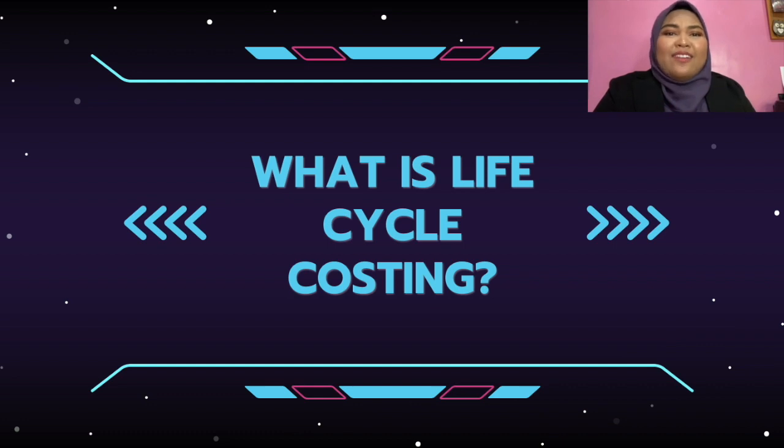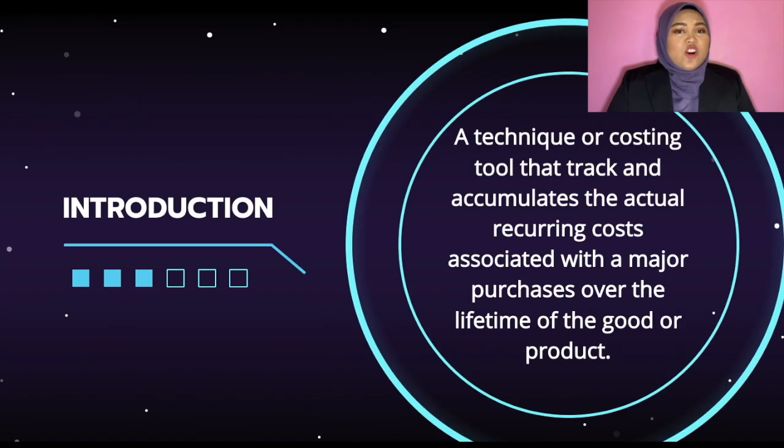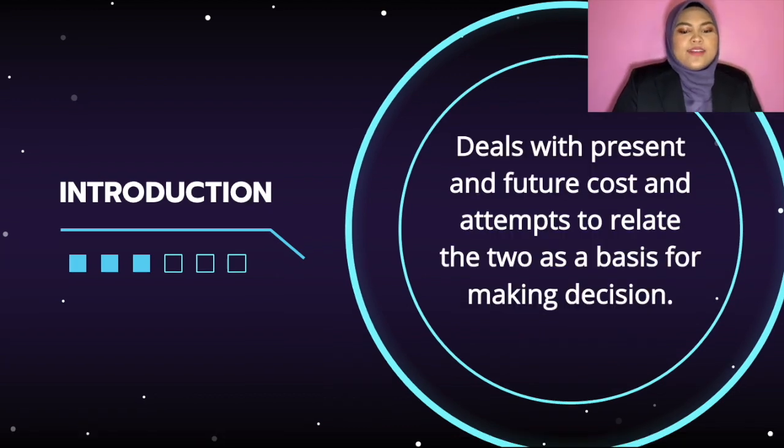What is life cycle costing? It is revenue attributable to a project, product, and goods from invention to abandonment. A technique or costing tool that tracks and accumulates the actual recurring costs associated with a major purchase over the lifetime of the goods or product. It deals with present and future costs and attempts to relate the two as a basis for making decisions.